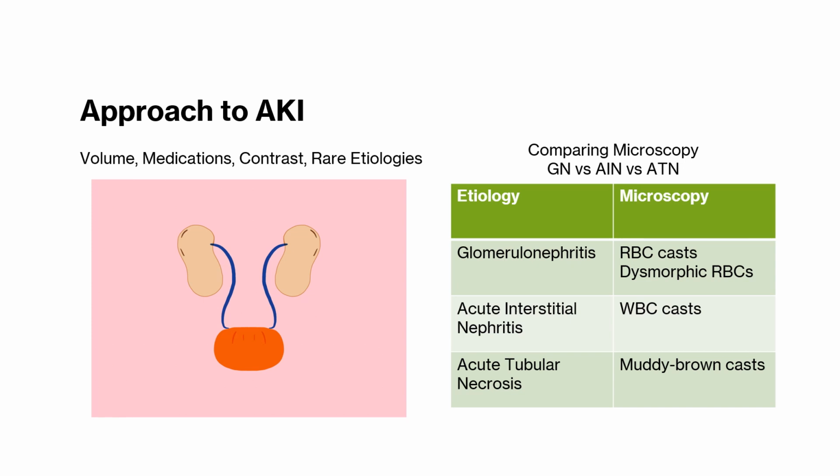So I want you first to think about volume status. Is the patient hypotensive? Are they perfusing poorly? Or are they retaining volume, like you're obstructed? Are they taking certain medications? Or have they had contrast with imaging studies? These are all big causes of AKI, and then you have the more rare etiologies.